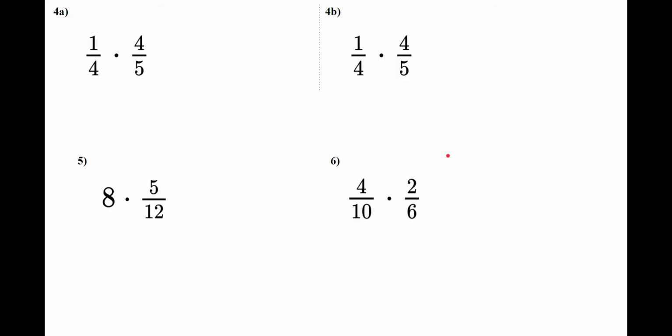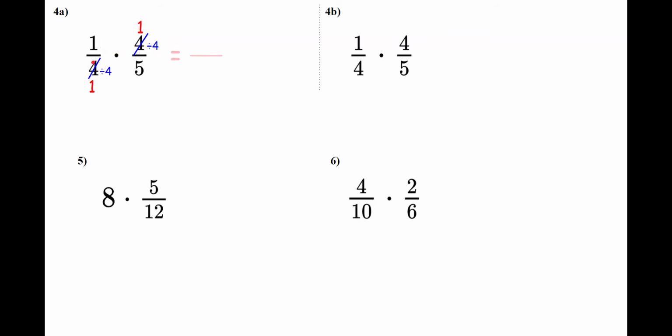So let's take a look at number 4a and 4b. I'm going to try to cross cancel this one and not that one, but you can try this on your own. Pause the video if you'd like. Anyhow, 1 and 5 can't be cross canceled. 1 is already simplified. 4 and 4, oh, that's easy. You can divide both 4 and 4 by 4, and 4 divided by 4 is 1, and 4 divided by 4 up there is also 1.